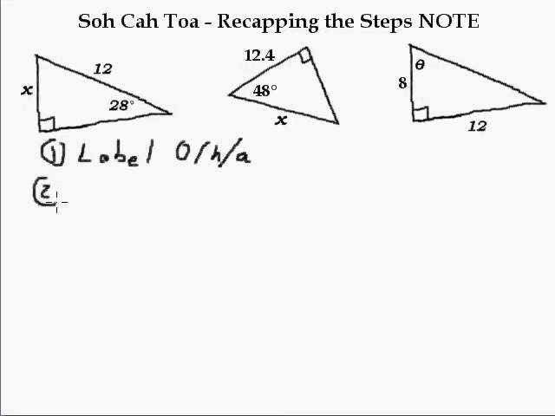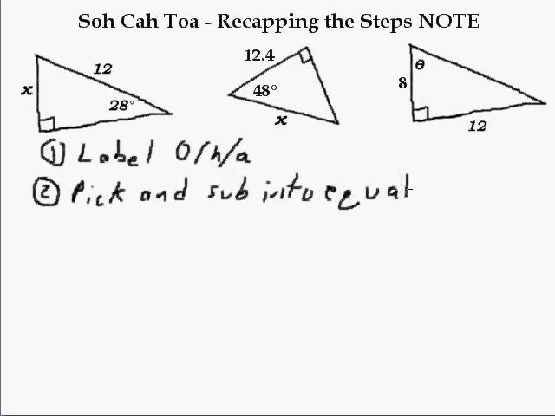And then step 2: pick and sub into the equation. How's my writing? Brutal. Getting used to this pen thing. And there is an upper limit to how good my writing can get, because my writing with a pencil and pen is terrible as well. So label O, H, and A, pick and sub into an equation.